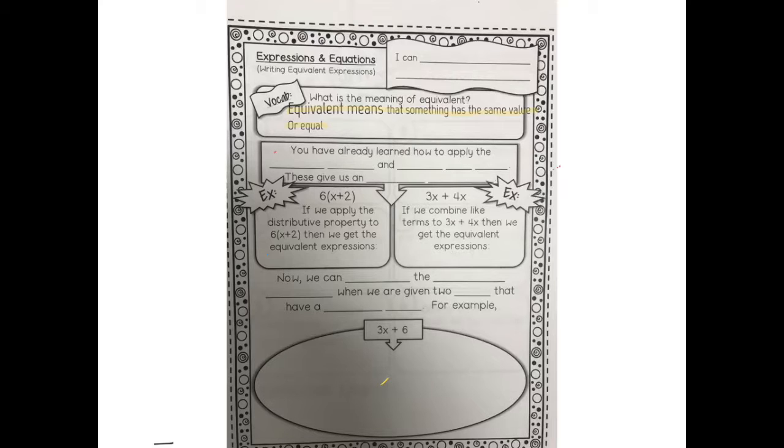So far, we've learned how to apply the distributive property. And we've also learned how to combine like terms. And by applying those properties and mathematical properties, they can give us an equivalent expression. And we're going to look at two examples now.